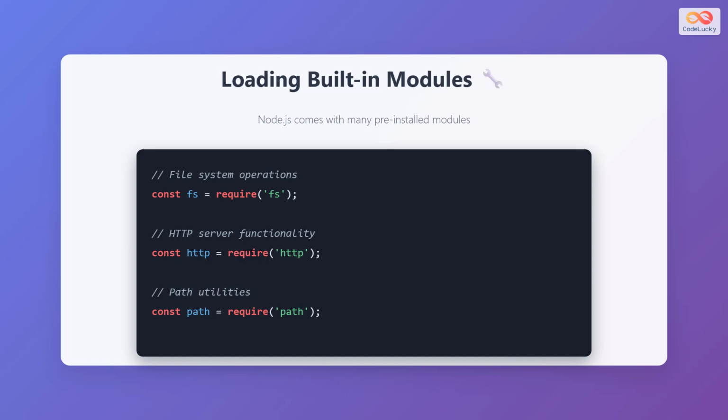Node.js comes with many pre-installed modules that you can use right away. These built-in modules provide a wide range of functionalities. To load a built-in module, you simply use the require function with the module's name. For example, to use the file system module for file operations, you can write const fs = require('fs'). To use the HTTP module for creating servers, you can write const http = require('http'). And to use the path module for handling file paths, you can write const path = require('path').